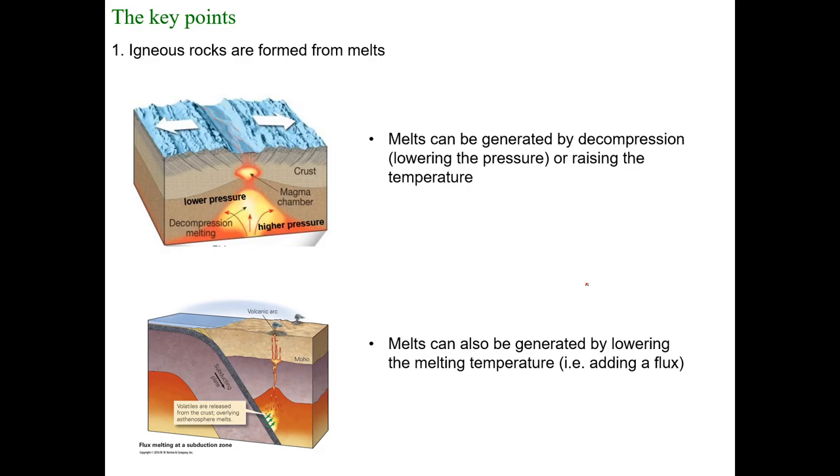So, to kind of review what we talked about today. Melts in the mantle can be generated by decompression, lowering the pressure, or by raising the temperature, but they can also be generated by lowering the melting temperature, i.e. adding a flux. A flux is a very important word. Flux is a thing that lowers melting temperature.